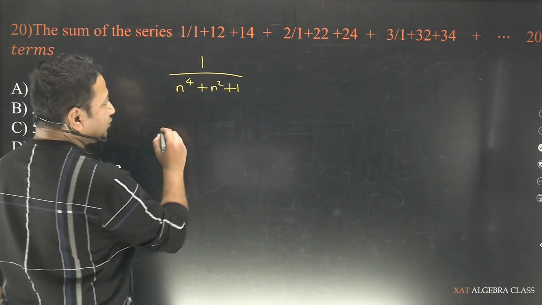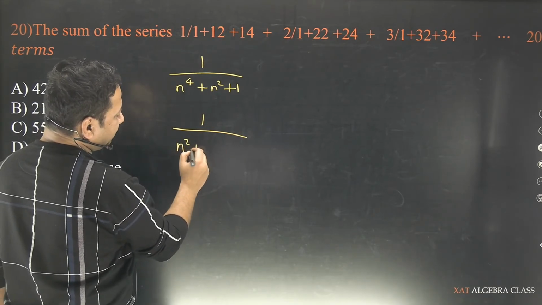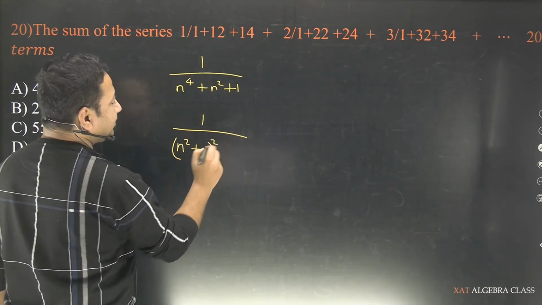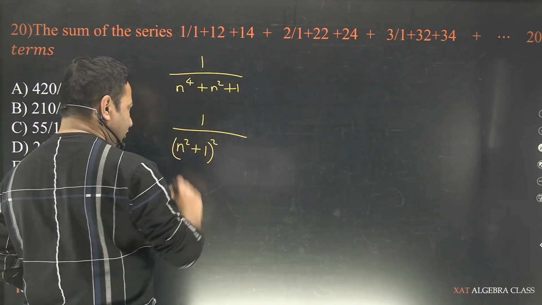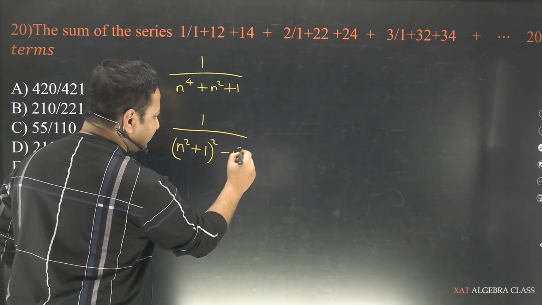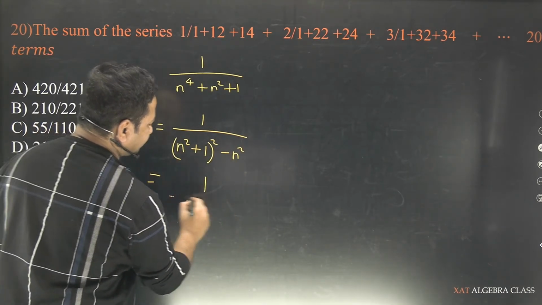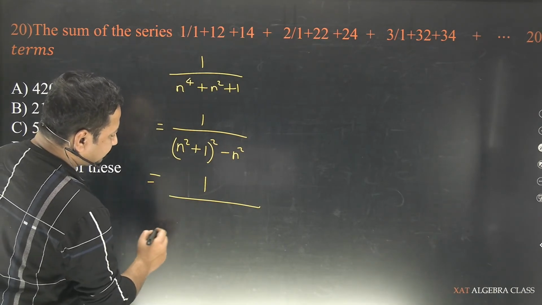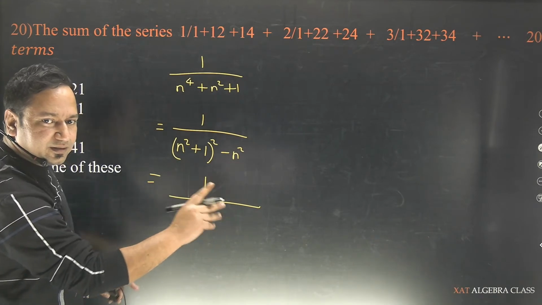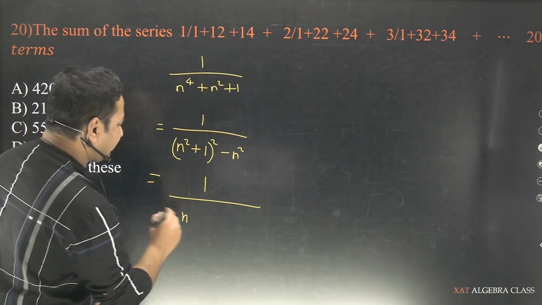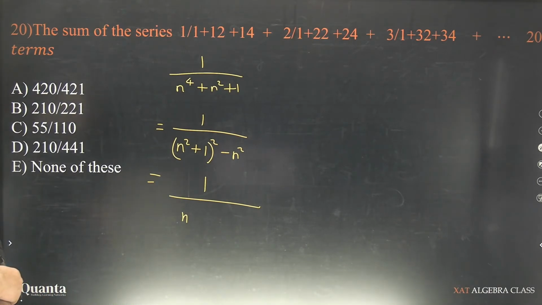Okay, let me do one thing. I can write it as n square plus 1 का अगर whole square कर देता मैं, I would have obtained n to the power 4 plus 2n square plus 1, but here I have only 1 n square. Let us subtract n square from this. Now what do I get? I get 1 upon n, so this is a square minus b square. That means a plus b into a minus b. So I'll get, isn't it? Is that right?